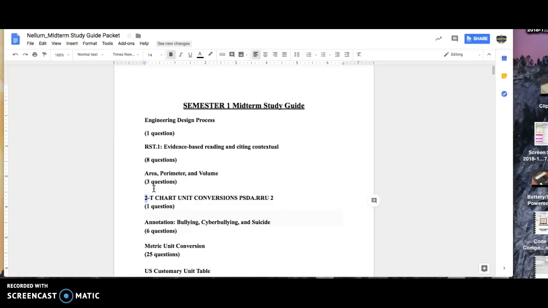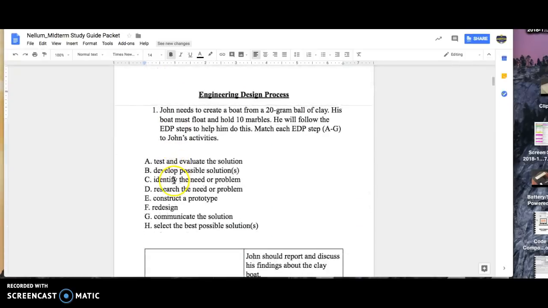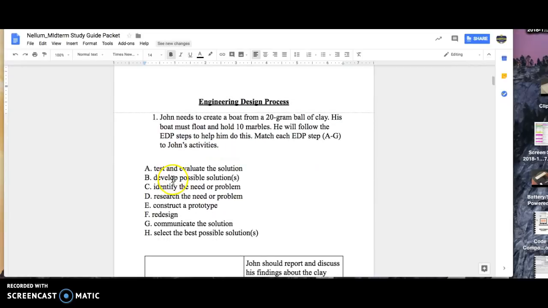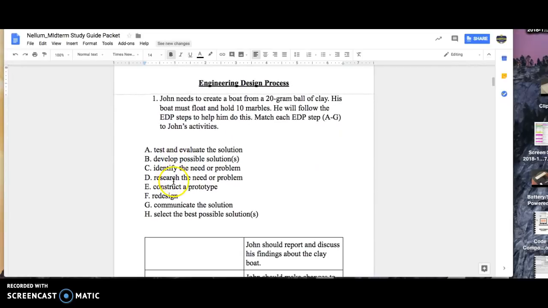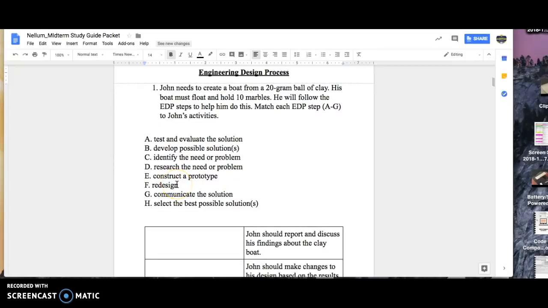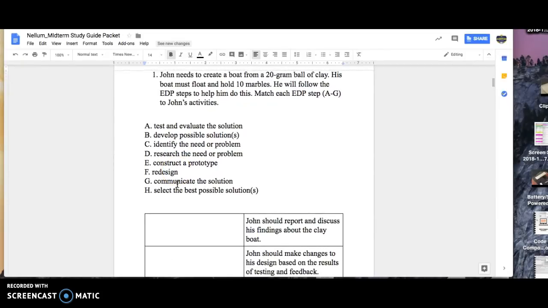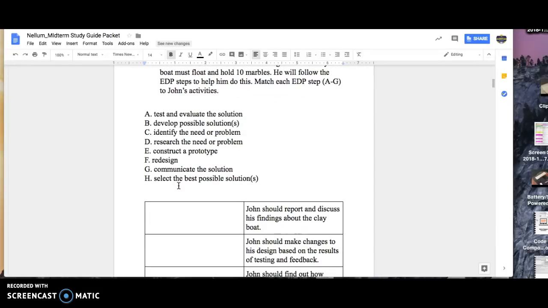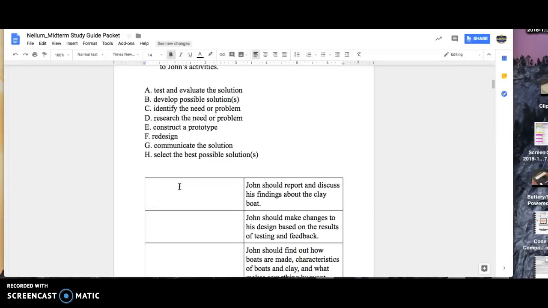Okay, so let's go through this midterm and some things. John needs to create a boat from a 20-gram ball of clay. His boat must float and hold 10 marbles. He will follow an engineering design step to help him through this. Match the EDP steps to John's activities.